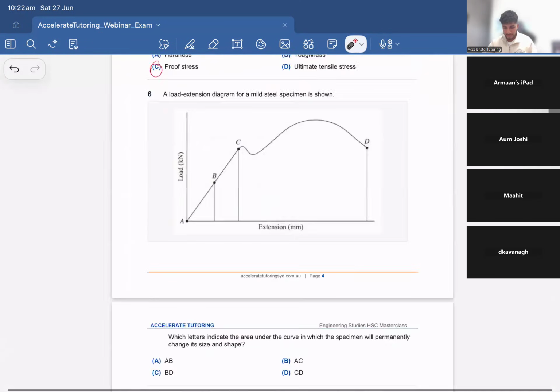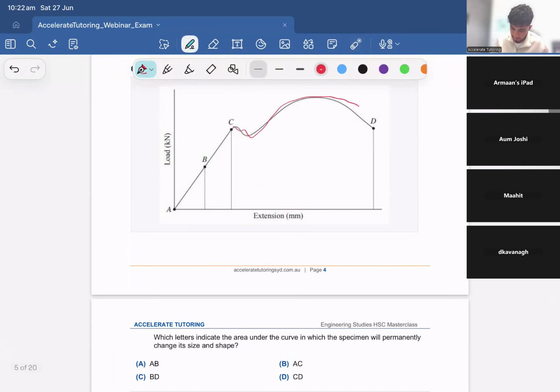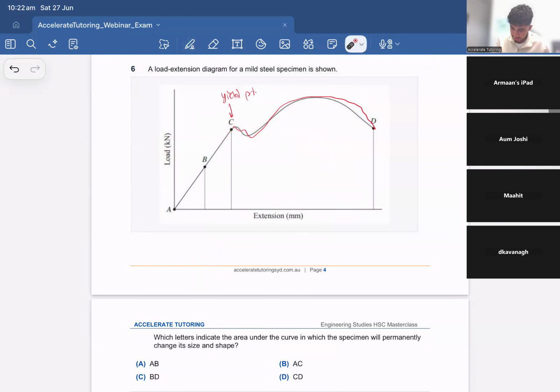Perfect. Next, we have a load extension diagram. Load extension, stress strain, they're pretty much the exact same thing. Of a mild steel specimen. The question's asking at what region do we have permanent change in shape and size? That should just be in this region over here. So point C is our yield point. So it's the maximum amount of load that this mild steel specimen can take before it begins to permanently deform. So after this point, there's no coming back. You're going to have permanent deformation on your specimen itself.